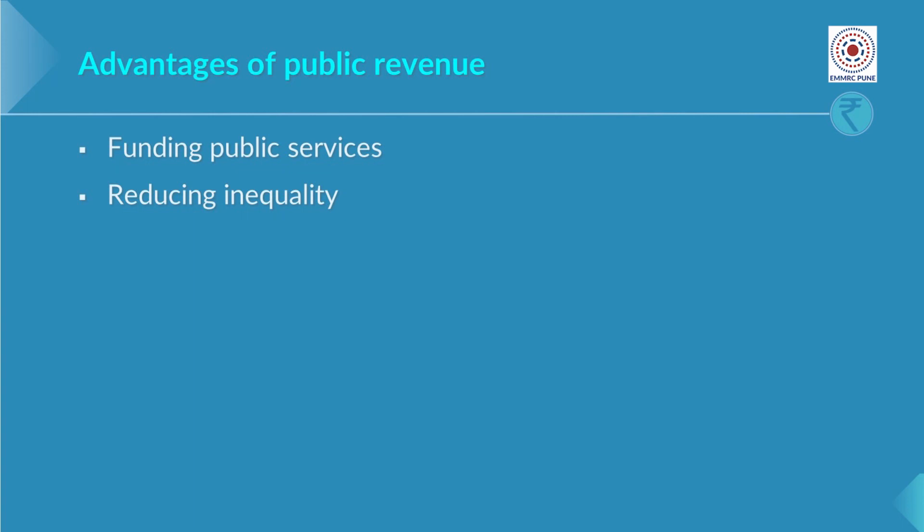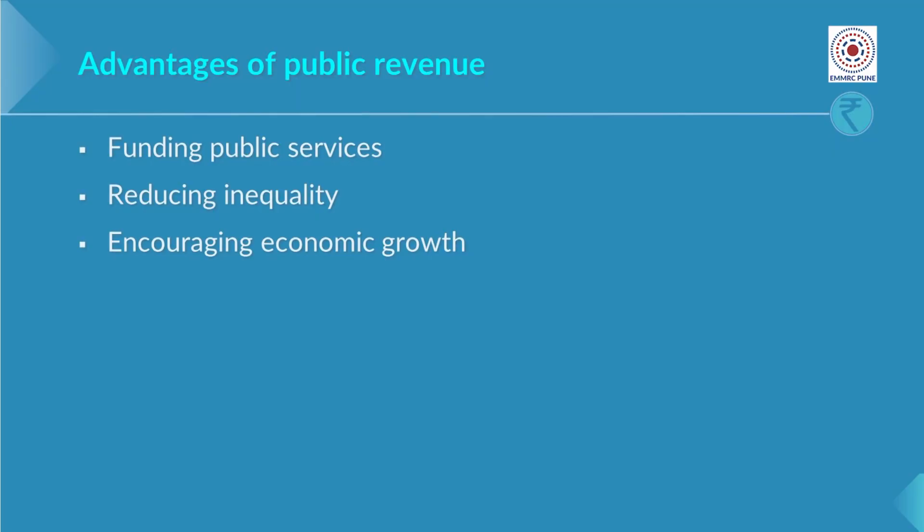Reducing inequality. Public revenue can be used to implement policies that help reduce inequalities in society, such as progressive taxation and social welfare programs. For example, the government may provide financial assistance to low income families to help them pay for basic needs like food, housing and healthcare.